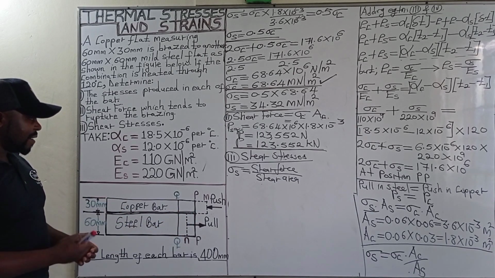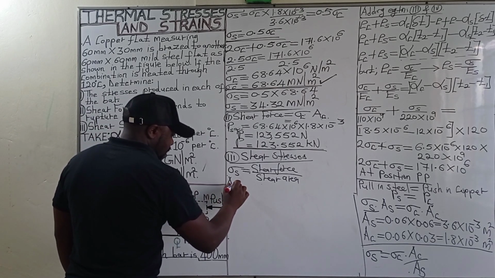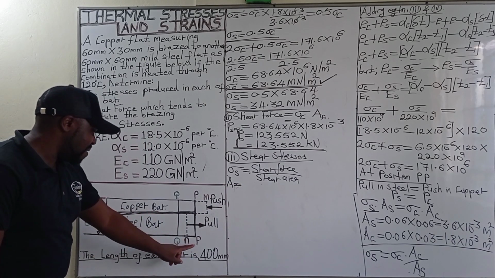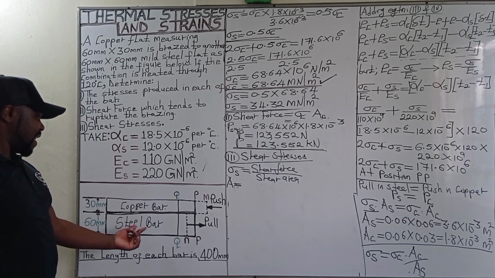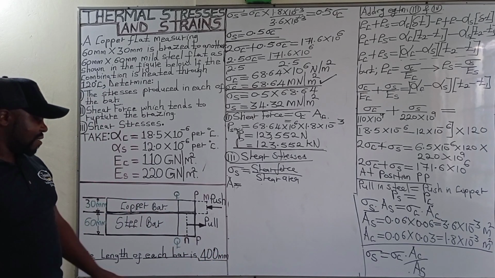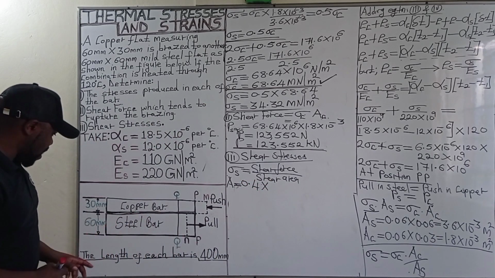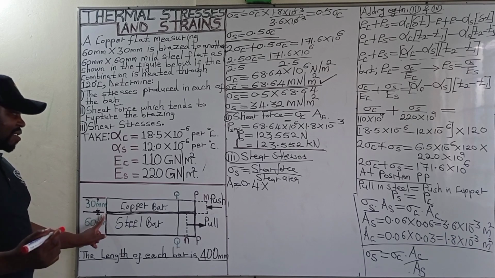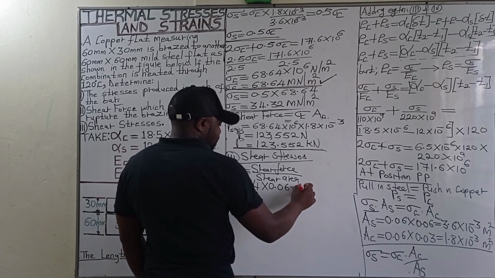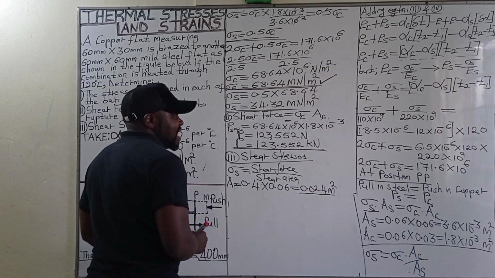And for us to get the shear area, we are going to have the length of the bar, 400 millimeters, times the width of the steel flat. So in this case, 400 millimeters converted to meters is 400 divided by 1000, which is 0.4 meters, times the width of the steel flat, 60 millimeters converted to meters, that is 0.06, which is going to be 0.024 square meters. Therefore, that is the shear area.